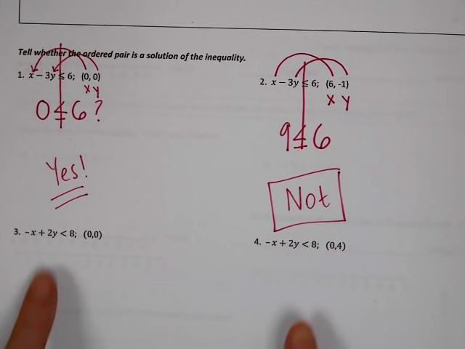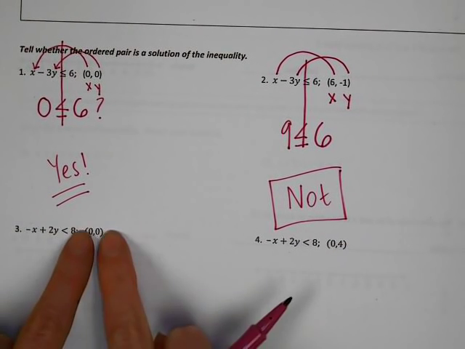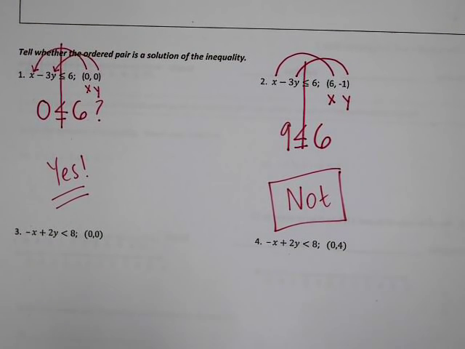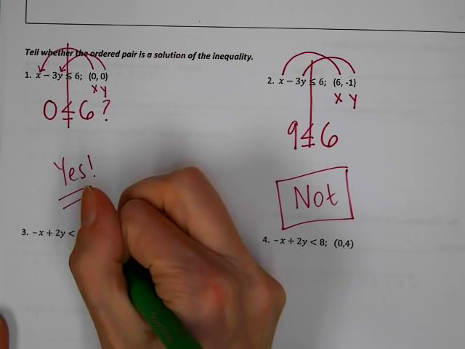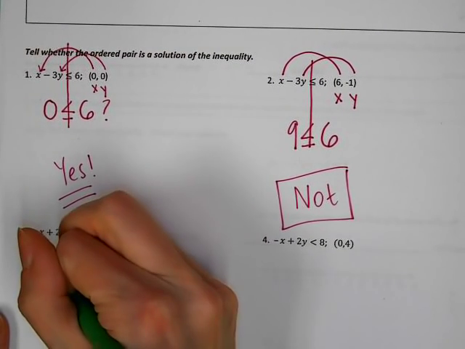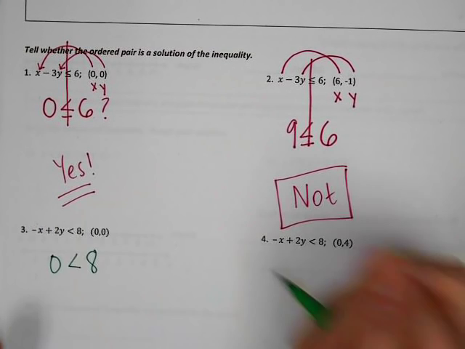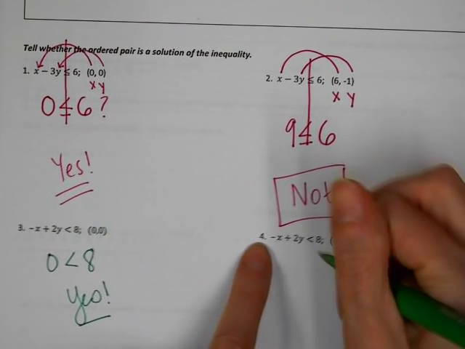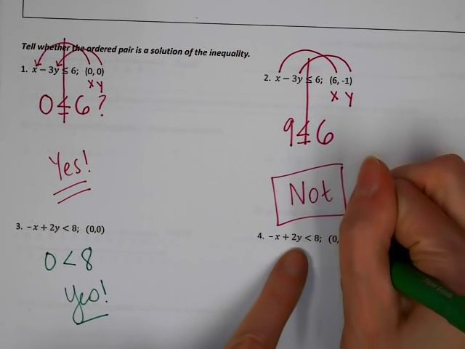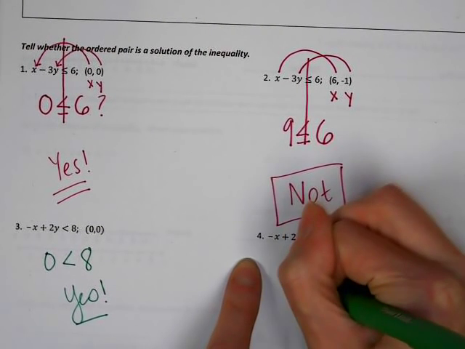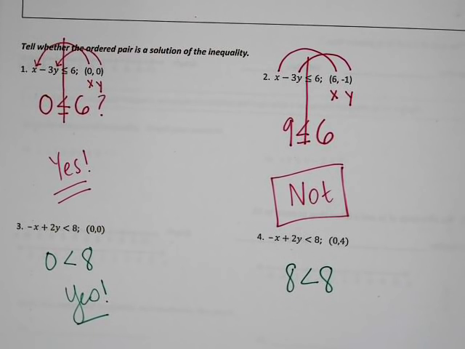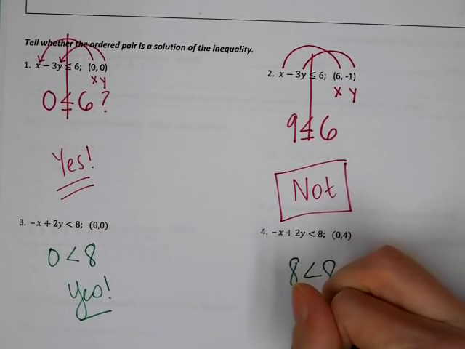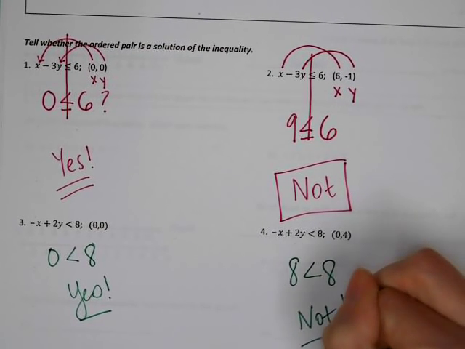All right, so I'm going to skip 3 and 4, but same idea. If you plug them in, I'll do this one quick in my head because I know this video is going to get a little long. -0 plus 2 times 0 is 0. Is 0 less than 8? Yes. And then this one, -0 is 0 plus 2 times 4 is 8. You get 8 is less than 8. 8 is not less than 8, so this would not be a solution.